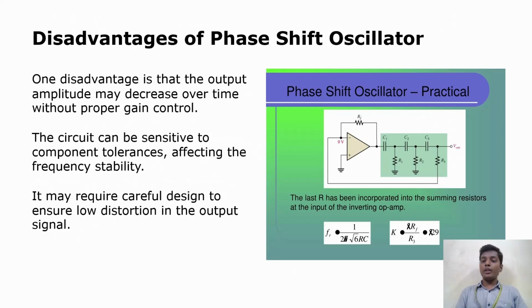Phase shift oscillator in practical design. The last R has been incorporated into the summing resistor at the input of the inverting operational amplifier. fr = 1 / (2π√6 RC), and K = Rf/Rs, which is greater than 29.